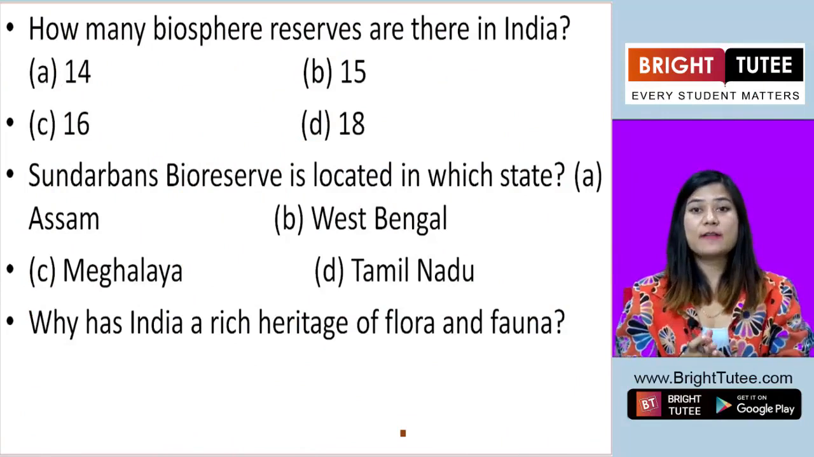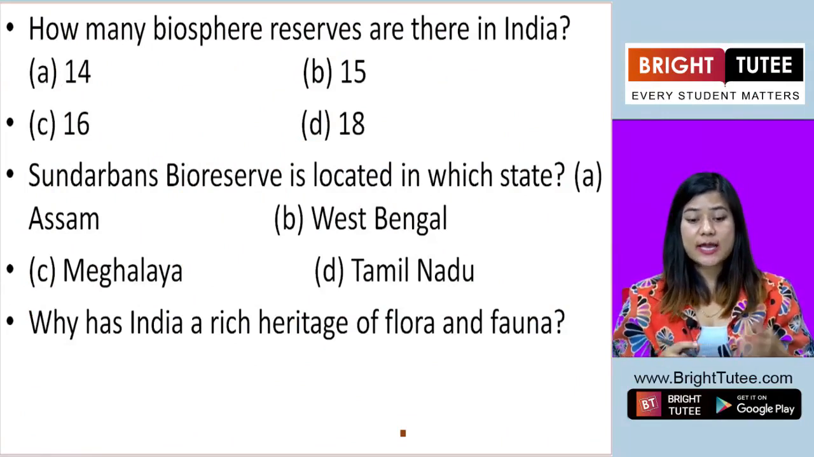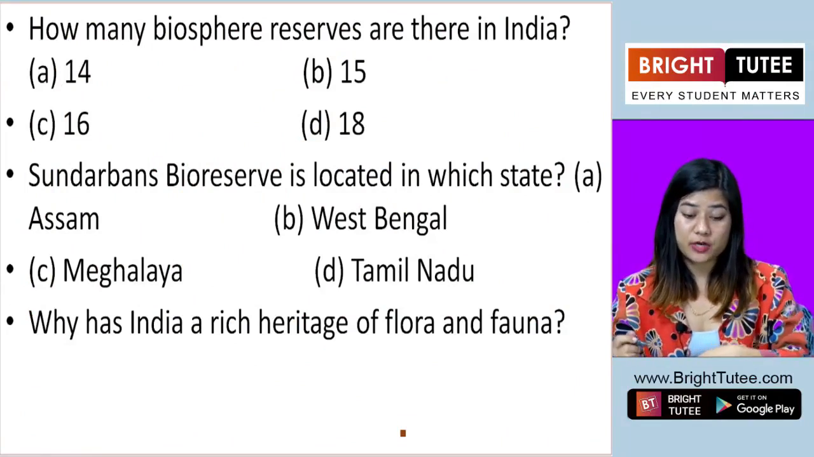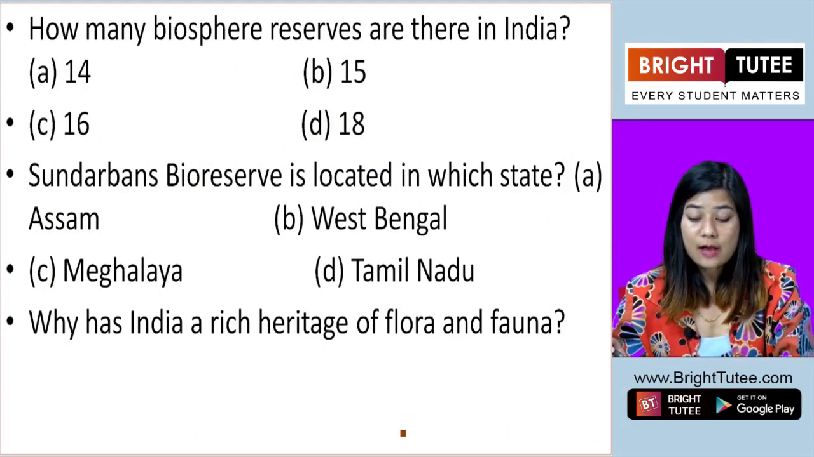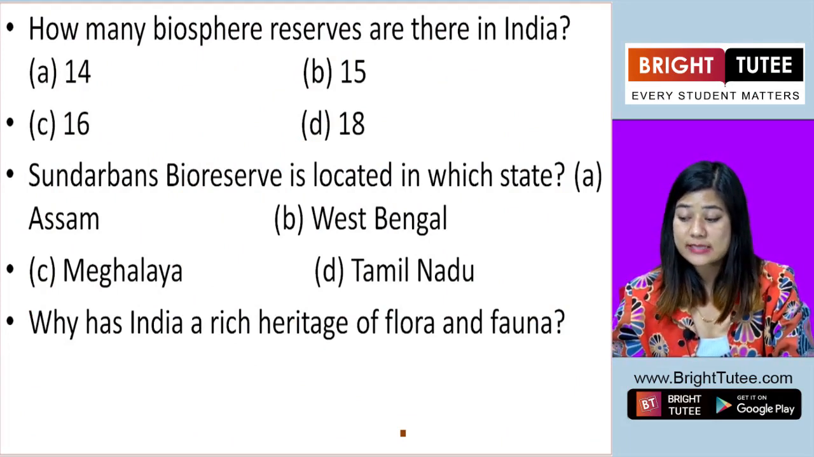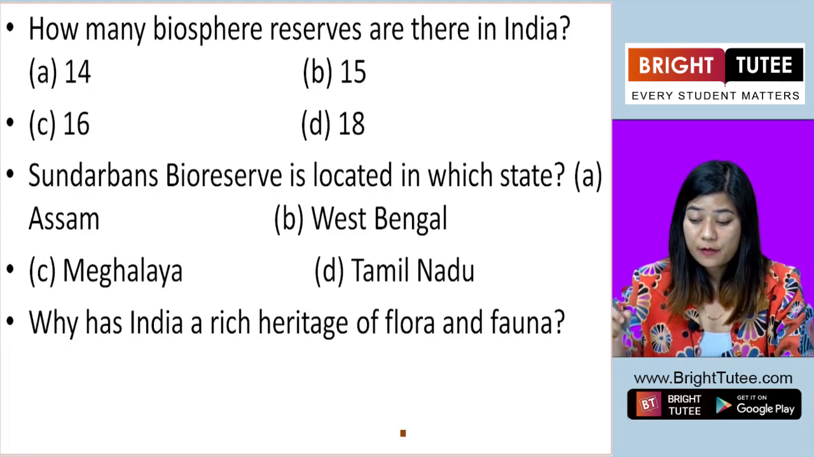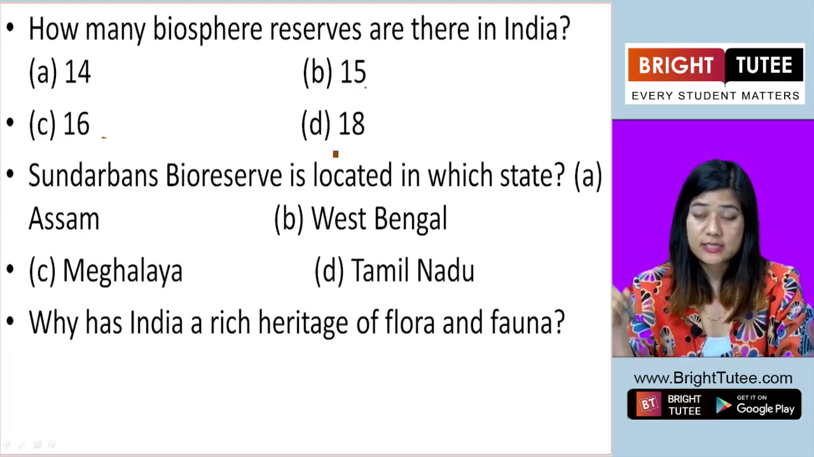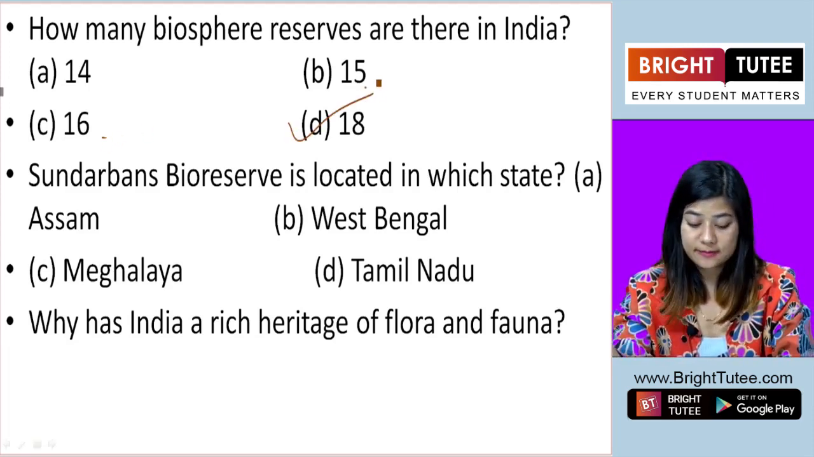So with that, we have come to the end of this section, and again we have some questions for us. The first one is, how many biosphere reserves are there in India? Is it 14, 15, 16 or 18? The correct answer is 18.